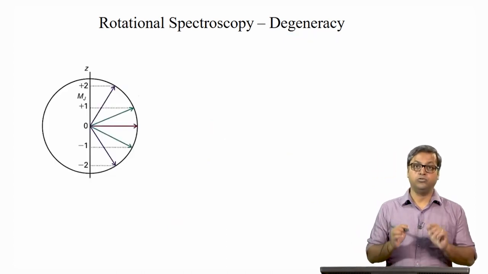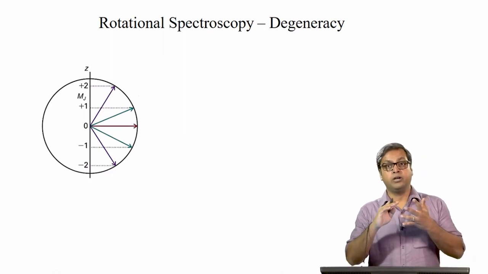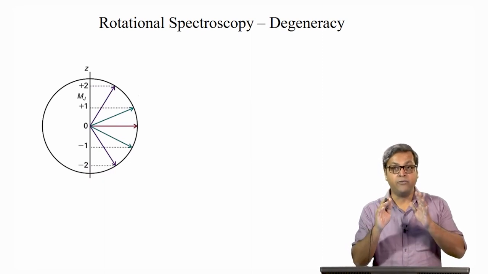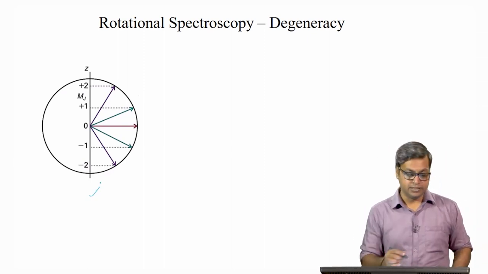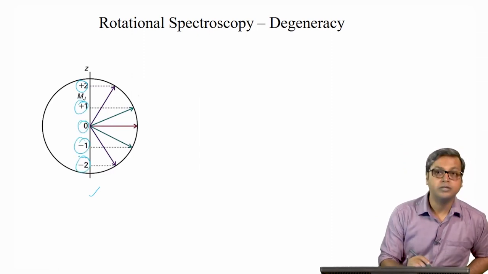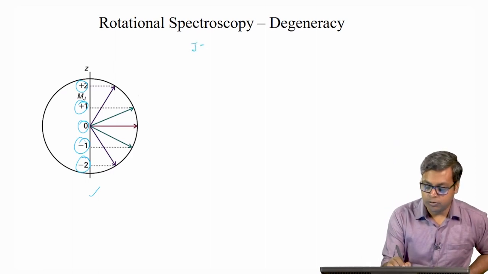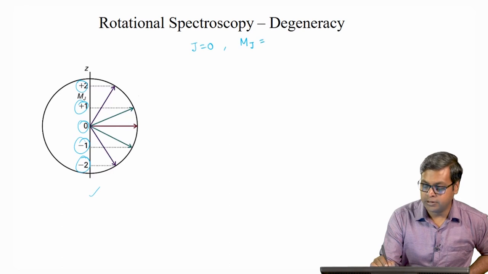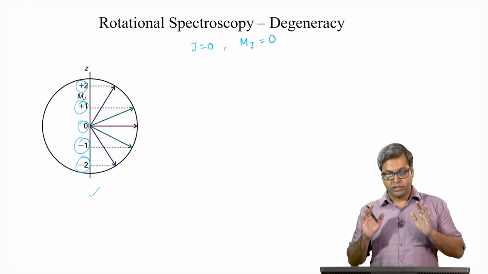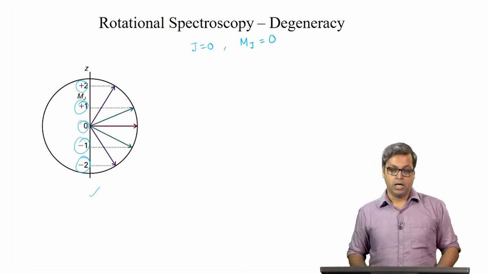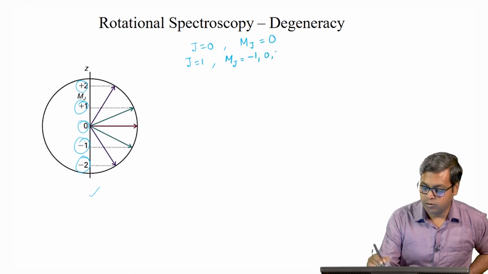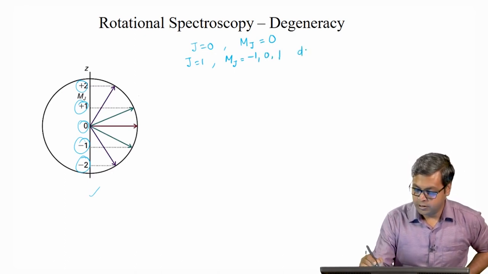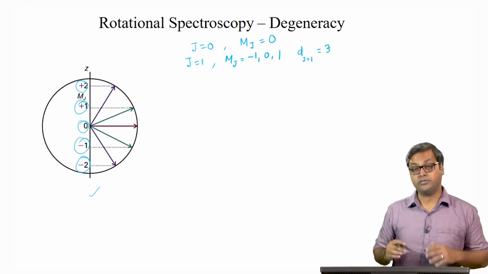So, for j equals 2, because the molecule can be in 5 quantum states, it means we have 5 energy states, and all these 5 energy states have the same energy, that is, they are all degenerate. So, if we take j equals 0, the only possible value of mj is 0. That means, for j equals 0, it is not degenerate. For j equals 1, mj can take values of minus 1, 0 and 1. So, the degeneracy of j equals 1 is given by 3, or it is threefold degenerate.